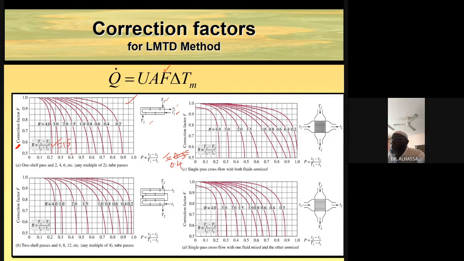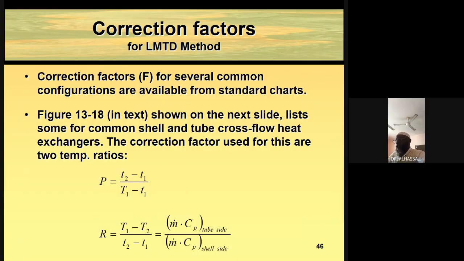So clearly we will move vertically upwards like this, where it touches this line, then we'll move to the left. So this means our correction factor F will be equal to 0.8. This corresponds to P equals 0.4 and R equals 1.5. Then you introduce this correction factor. So this is how to calculate our P and then the R.